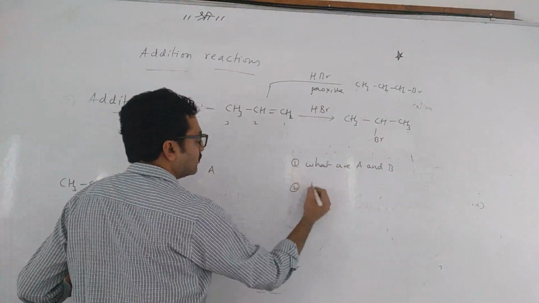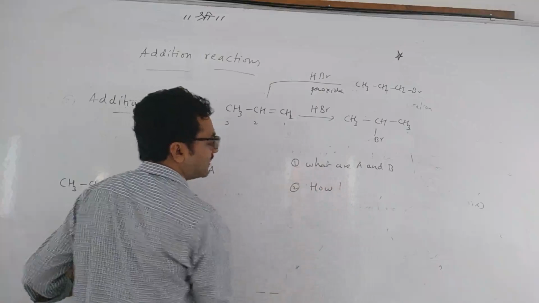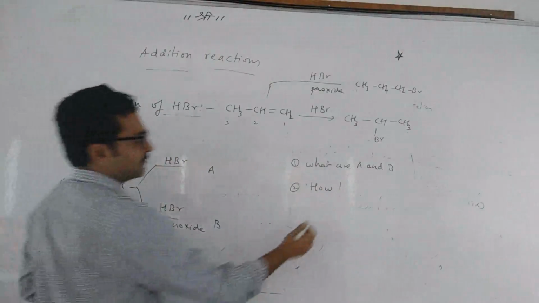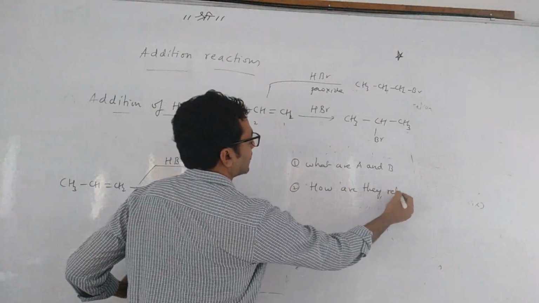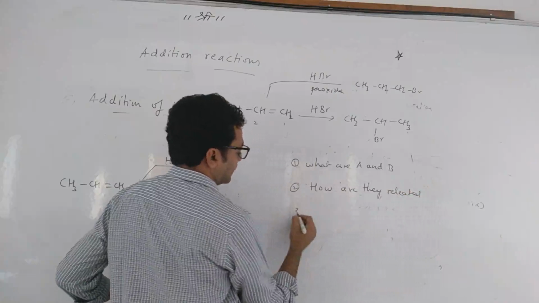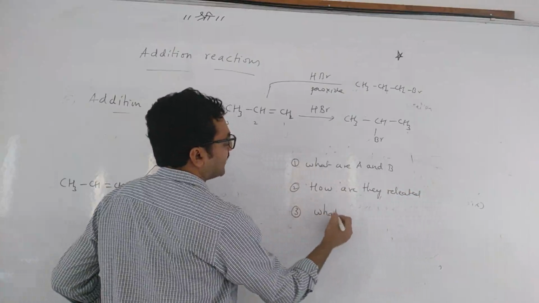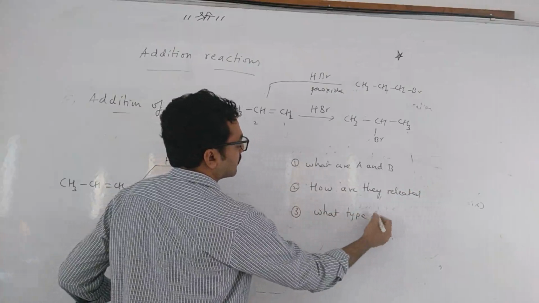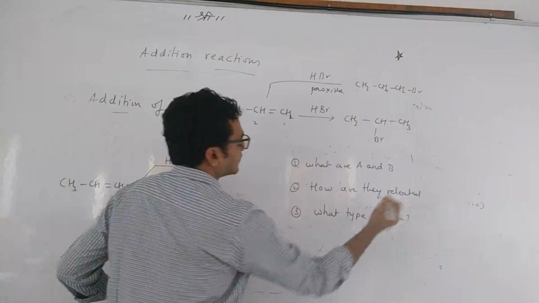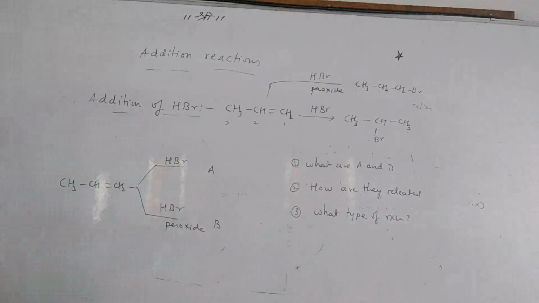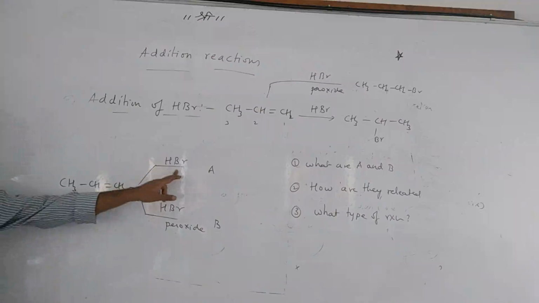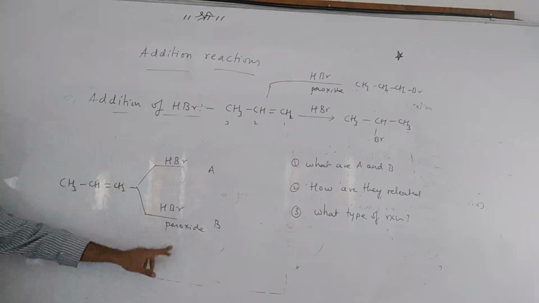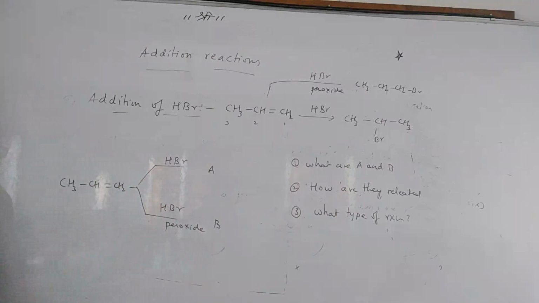Second one, how are they related? What is the relationship between A and B? Third one, what type of reactions are those? So these are the three questions. I took an alkene, HBr in the absence of peroxide, and HBr in the presence of peroxide. Okay?